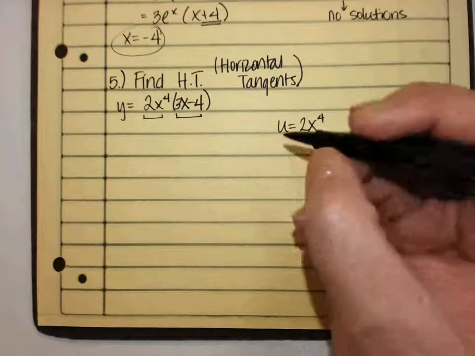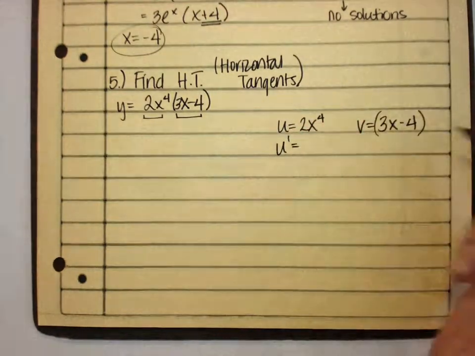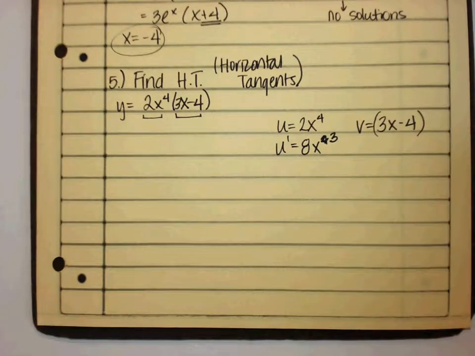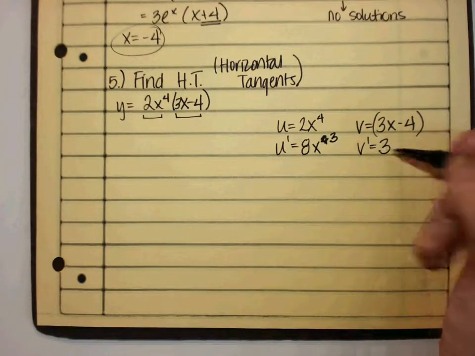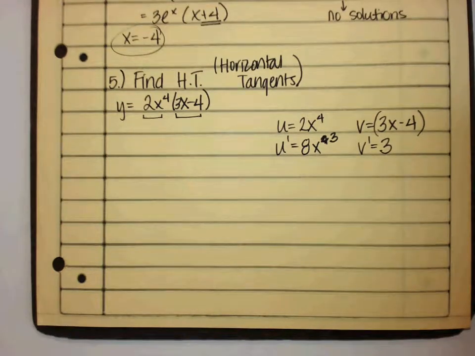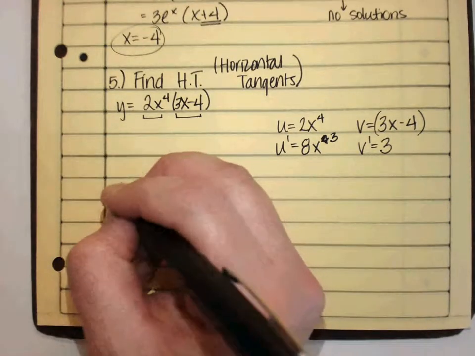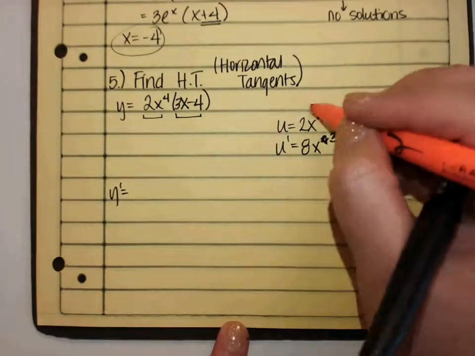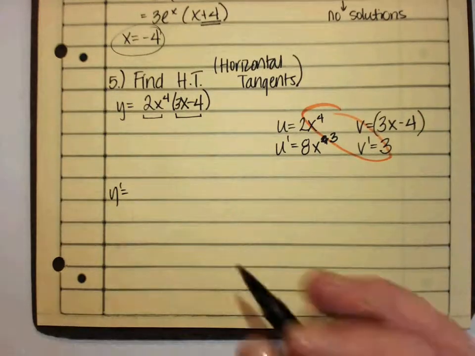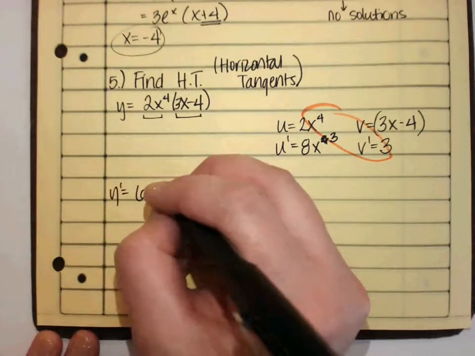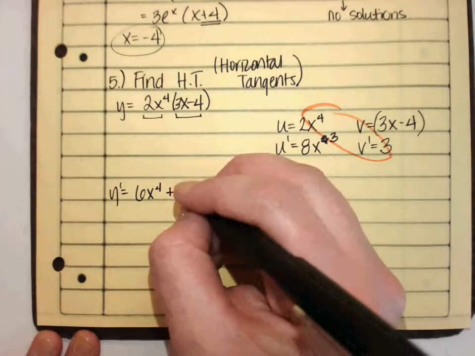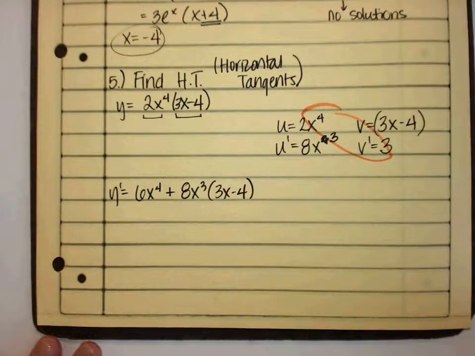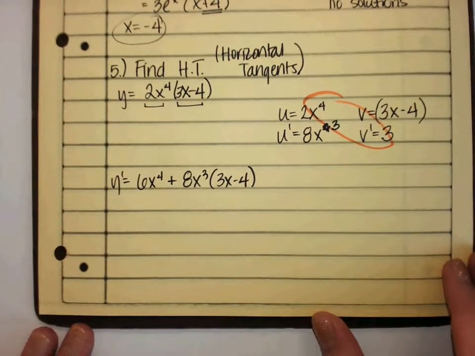Okay, Kane, what's my u prime? 8x cubed. Perfect. What's my v prime? 3. And then remember your product rule? You just do one diagonal plus the other. Good. So when I multiply these, 2 times 3, I can just make that a 6x to the 4th plus 8x cubed times 3x minus 4. Good. Then from there, if I want a horizontal tangent, what am I setting it equal to?